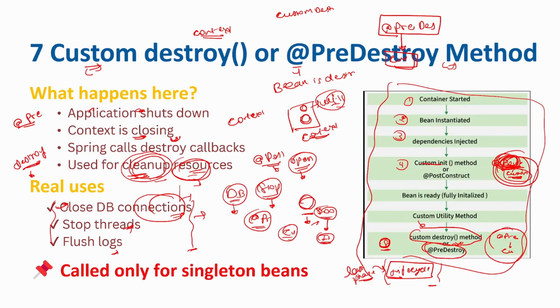And there is one note: this pre-destroy method is only called for the Singleton bean, because in the prototype bean Spring does not manage the life cycle of the bean. In case of a prototype bean, after returning it, Spring forgets about it. We will learn it in detail in the prototype section, but keep in mind that the pre-destroy method is not called in the prototype bean, and it is the developer's responsibility to write the manual cleanup code.